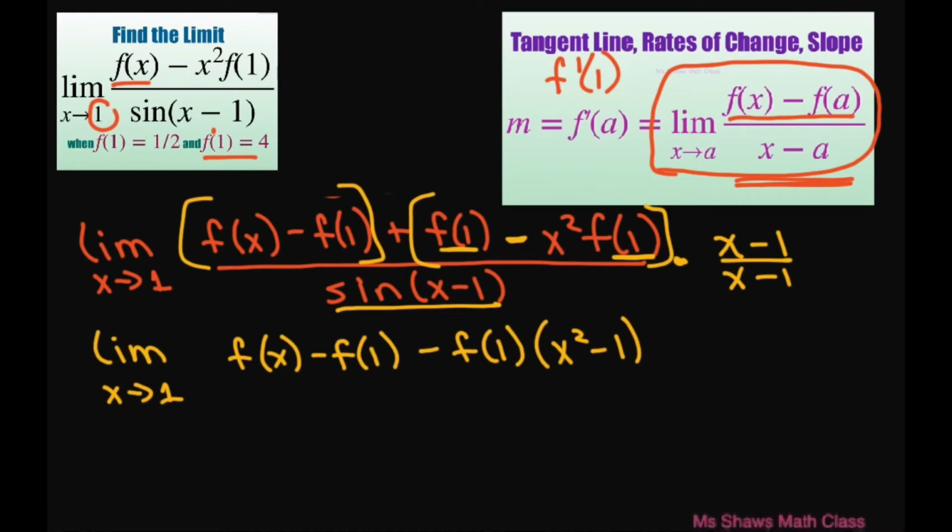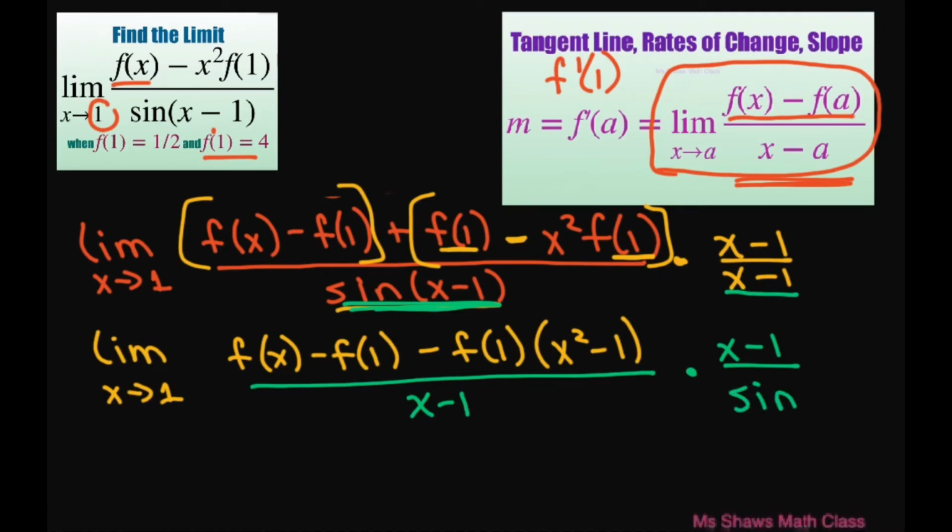Now, the next step I'm going to do is rearrange my denominators. This is sine of x minus 1 times x minus 1. So instead, I'm going to split this up and write this as x minus 1. And then this piece, I still have x minus 1 in the numerator, but my denominator is sine of x minus 1.